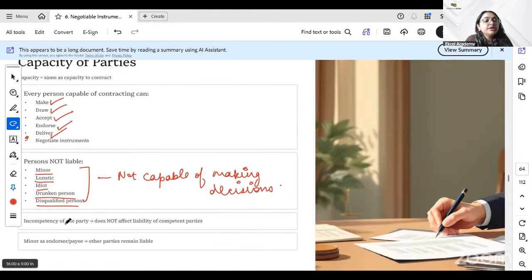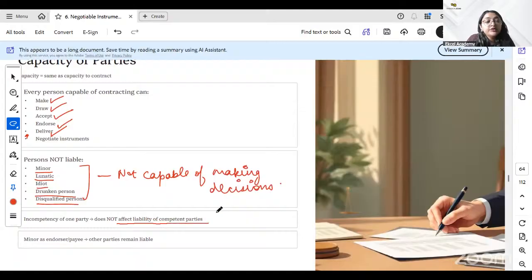Okay, so incompetency of one party does not affect the liability of competent parties. If a minor is the endorser or payee, other parties still remain liable. Just how in the case of a partnership you could admit a minor for the benefits of the partnership, a minor can be someone who is receiving a check. It so happens especially in schools. Let's say you've secured really good marks in your 10th, right? You're often issued checks as a token of appreciation for what you have achieved. So you can definitely be the endorsee and the payee, but you cannot be the maker, drawer, or the endorser. Anyone who is making the instrument, drawing it, or endorsing it cannot be a minor, but the minor can be an endorsee or the payee.